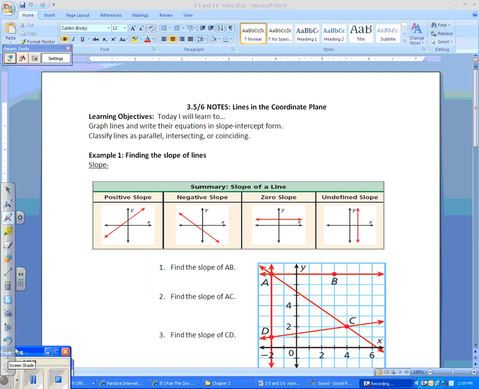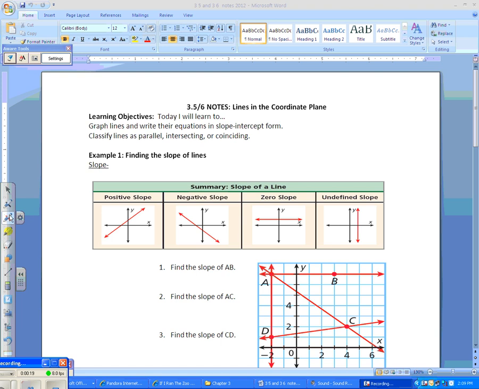Okay, 3-5/3-6. I'm combining the last two sections in Chapter 3 because it's a review from algebra. We're going to be talking about lines in the coordinate plane. Today you should be able to graph lines and write equations in slope-intercept form. You should also be able to classify lines as either parallel, intersecting, or coinciding.